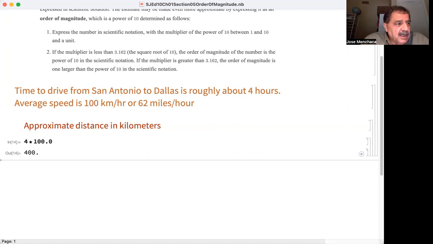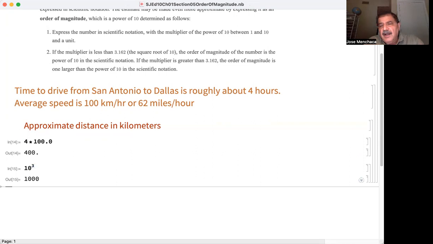Well, the actual distance, I've looked it up, it says 353 miles. So that's close. But now, how do we express that in scientific notation? Well, that would be 4.00 times 10 to the 2. Well, the 4.00 is greater than 3.162. So the instructions in number 2 say if it's greater, then you up it. So my order of magnitude would be 10 to the 3, which is a thousand. That's the order of magnitude, 10 to the 3.